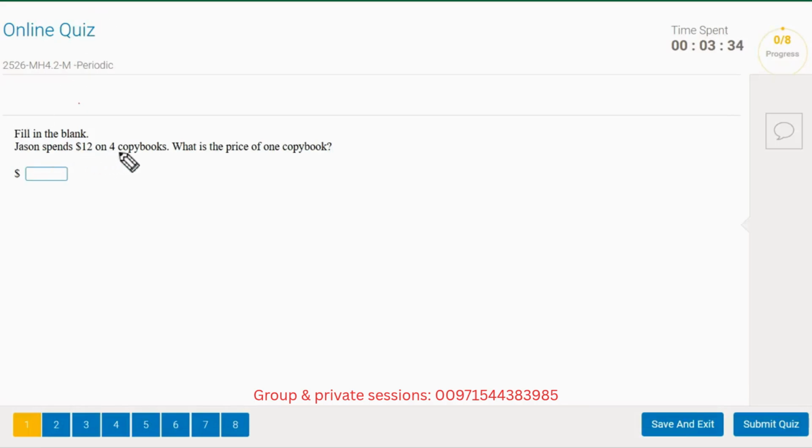So Jason spends $12 on 4 copybooks. What is the price of one copybook? Remember, what are they asking here? They're saying that $12, they want to know the price of one copybook, okay? And 4 copybooks should be made into one copybook. So what is the main aspect here?